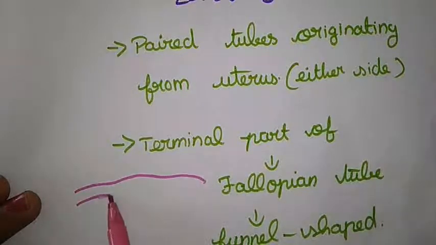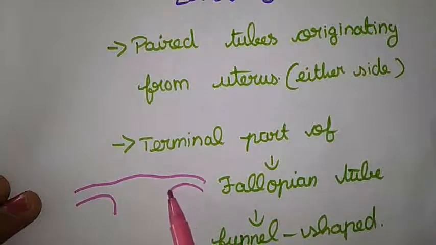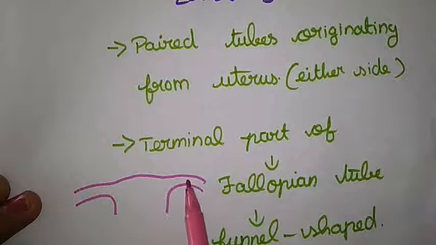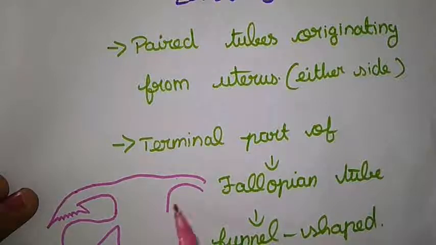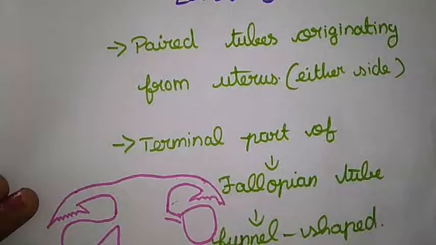First one, the paired tube, understood? So they are having a pair, two of them. The paired tube originates from the uterus. Where does it originate from? From the uterus. Okay, and it ends near the ovary. So this is the ovary, and they end near the ovary.